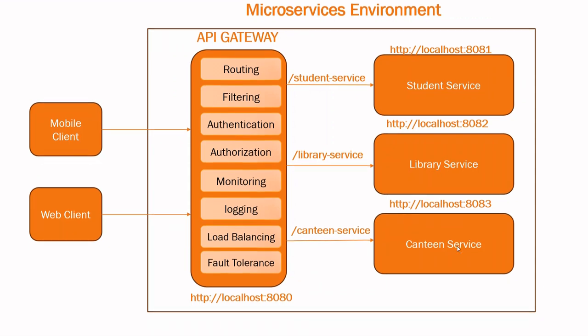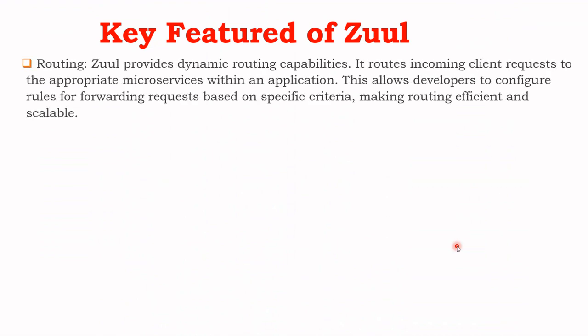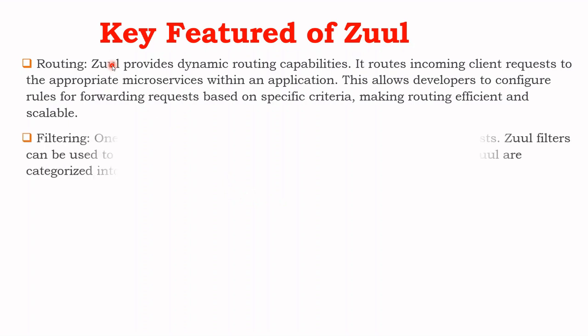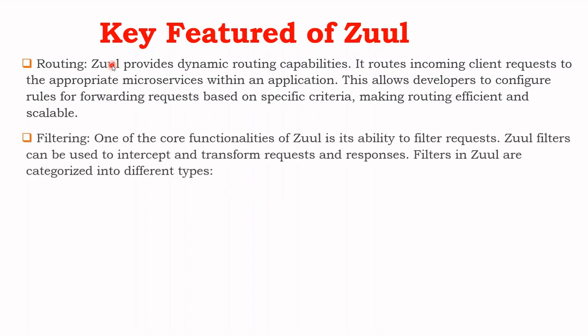Now we'll try to understand the key features of Zuul. Okay, routing. We can use Zuul for routing purposes. Zuul provides dynamic routing capability. It routes incoming client requests to the appropriate microservices within an application. It allows developers to configure rules for forwarding requests based on specific criteria, making routing efficient and scalable. So we can route with the help of Netflix Zuul.